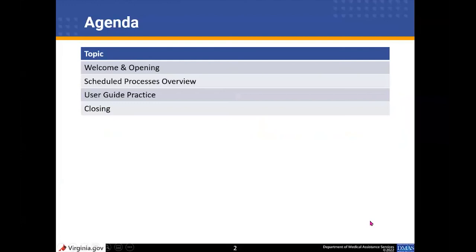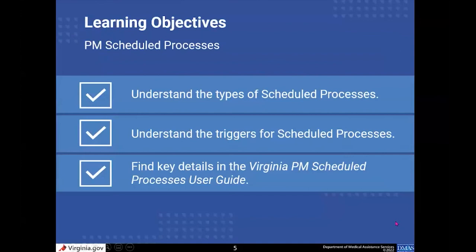Our agenda for this session will be scheduled processes overview and user guide practice. Our learning objectives for this session will be to understand the types of scheduled processes, understand the triggers for scheduled processes, and to find key details in the Virginia Provider Management Scheduled Processes User Guide.